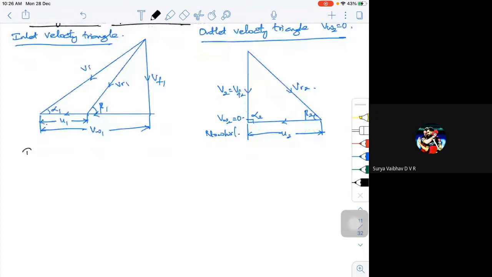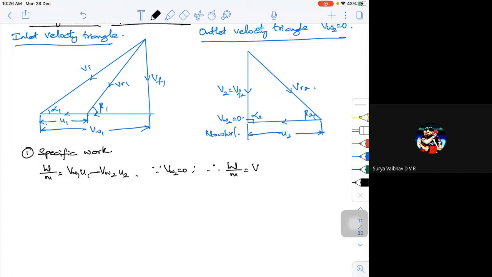One being your specific work. So it's almost the same formula what we wrote for the Francis turbine. That is W by M is equal to VW1 into U1 minus VW2 into U2, or as my VW2 is equal to 0, my W by M is equal to VW1 into U1. This is my Euler's equation.